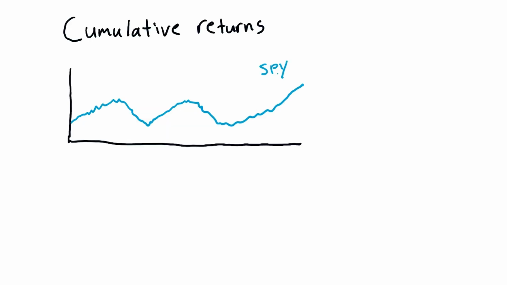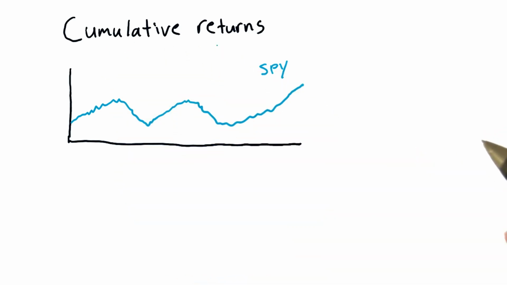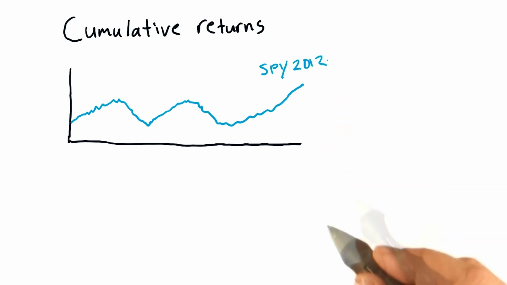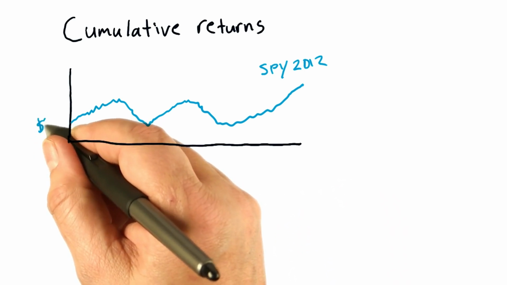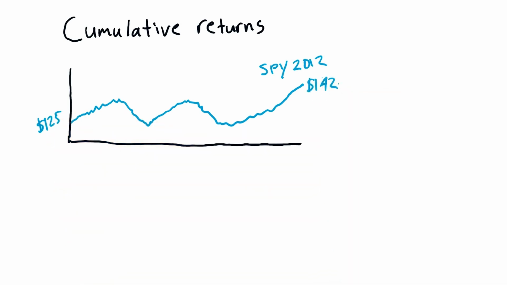One last important statistic on a stock is called cumulative returns. So let's consider S&P 500 again back in 2012. Now in 2012, the S&P 500 started the year at $125 and it ended the year at $142. When you listen to the news, you hear things like for the year 2012, S&P 500 gained 13.6%. That is cumulative return. You don't hear them say over 2012 S&P 500 went from 125 to 142.